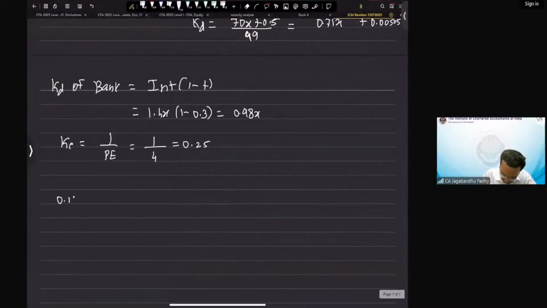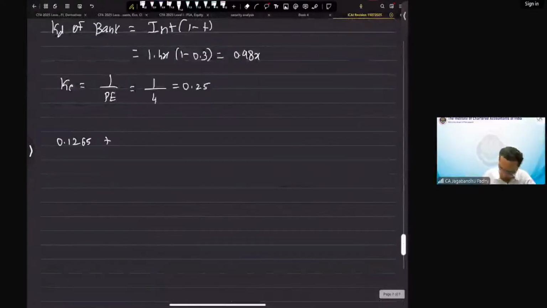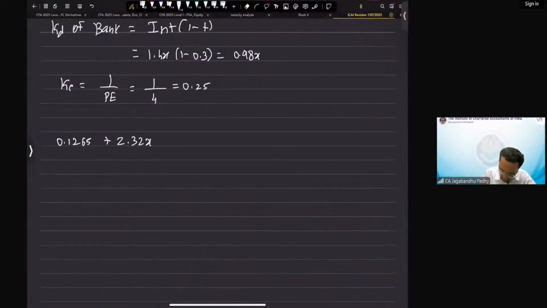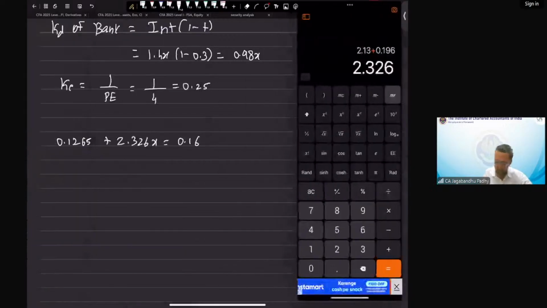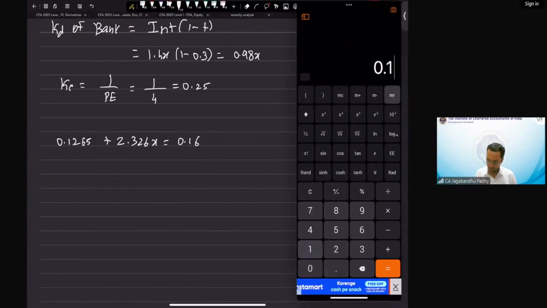0.1265 plus 2.326x is equal to 0.16 because of the 16% rate. 0.16 minus 0.1265, we have that as 0.0335. So the x value is going to be this divided by 2.326. X value is what? 1 point.